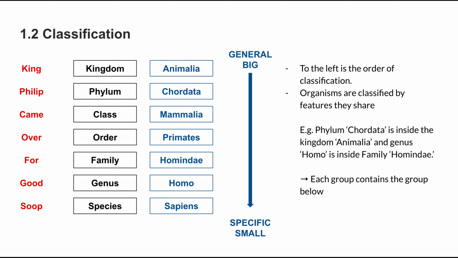A good mnemonic to memorize this order of classification is King Philip came over for good soup. King for kingdom, Philip for phylum, came for class, over for order, for for family, good for genus, and soup for species. As you see, phylum Chordata is inside the kingdom Animalia, and genus Homo is inside family Hominidae. The size of classification level increases upwards. Each group contains the group below.